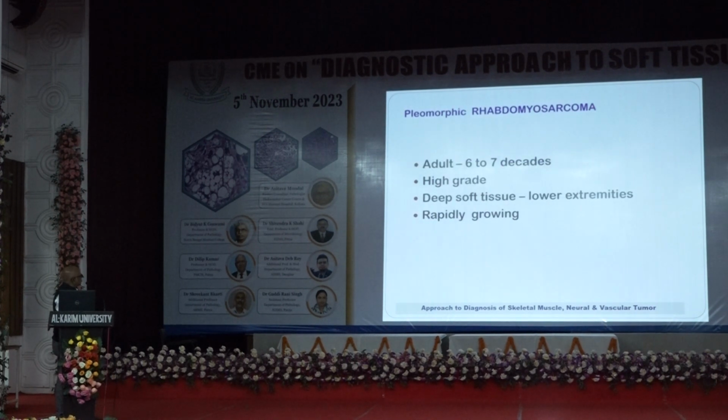Now the pleomorphic rhabdomyosarcoma. It occurs in an older age group, 6 to 7 decades. It is also high grade, generally in the lower extremities, and rapidly growing. It is also a fast growing tumor.